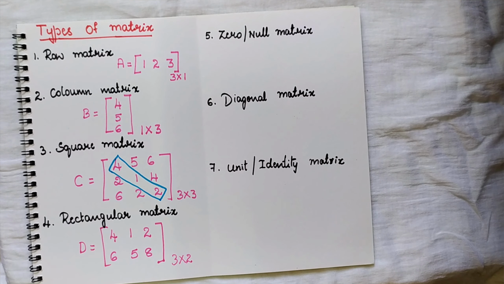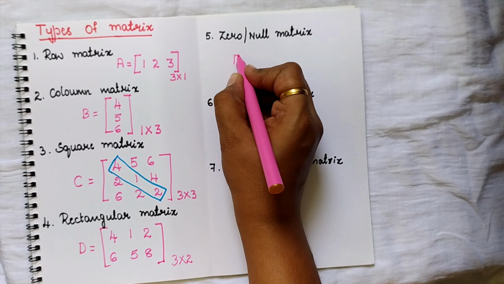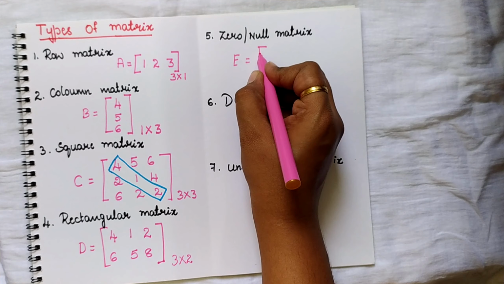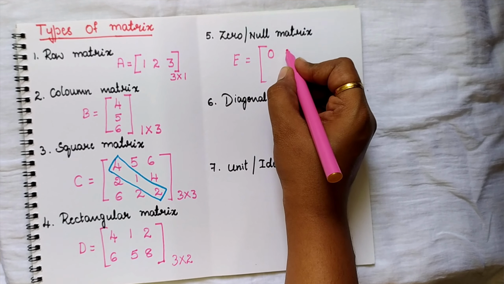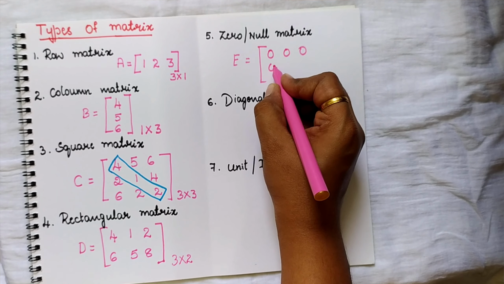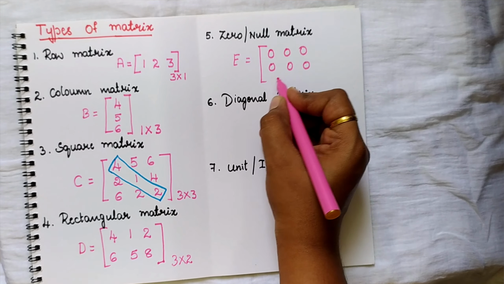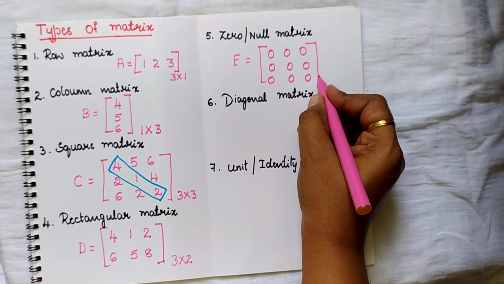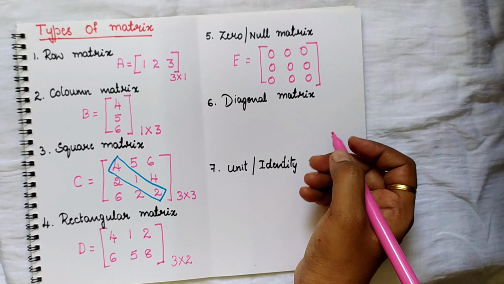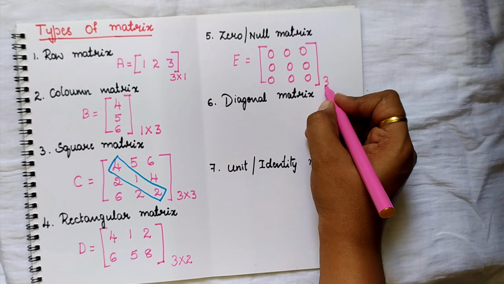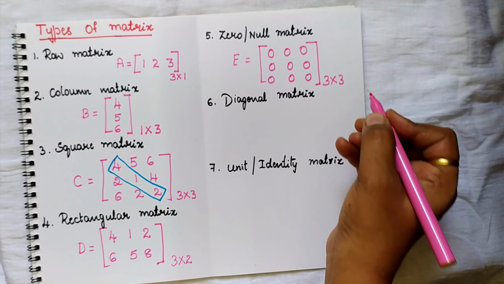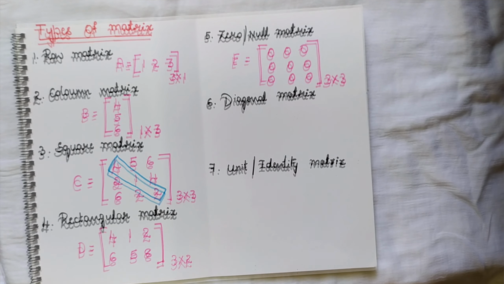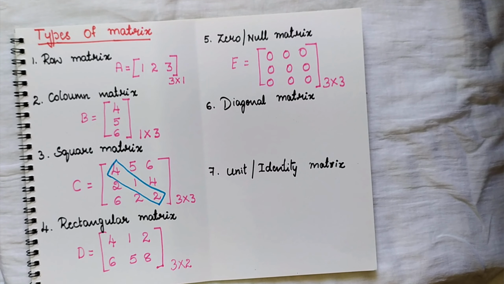So the zero matrix or null matrix is a matrix in which all the elements are 0. It may be a square matrix, it may be a rectangular matrix, whatever the matrix and the order of the matrix may be, but all the elements should be 0. The order of this given matrix is 3 cross 3 because the number of rows and number of columns are equal. Next type of matrix is diagonal matrix.